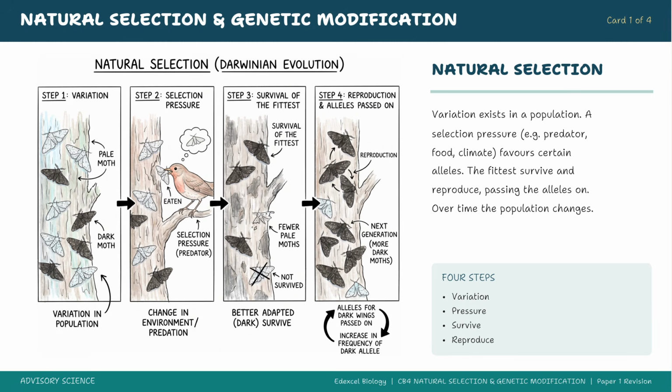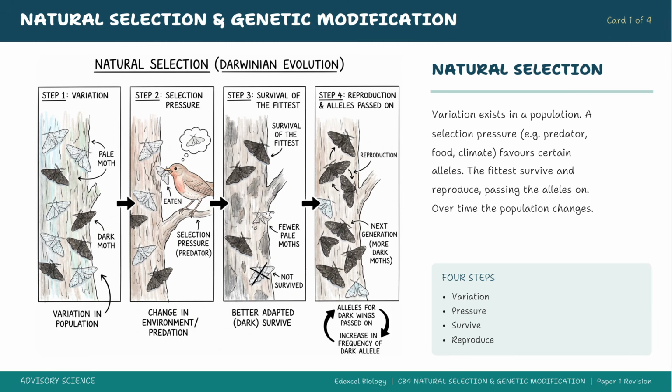In biology, the phrase survival of the fittest means best adapted to the environment, not necessarily the strongest. To recap, there are 4 steps in natural selection: variation, selection pressure, survival, reproduction. There are 2 common misunderstandings about evolution that often show up in the exam.